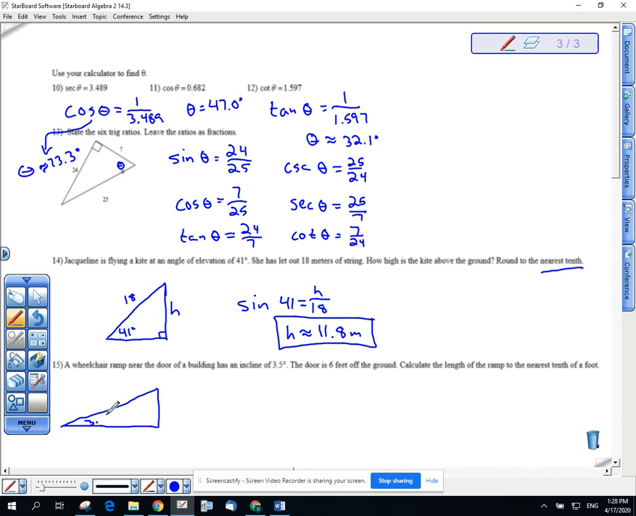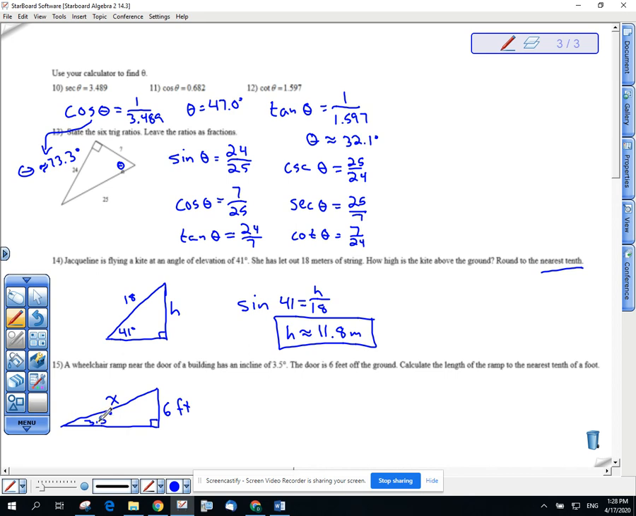Now it would be hard to draw an actual picture that the angle is 3.5 degrees. So that's obviously bigger. And even then I had to kind of squeeze it in and my handwriting doesn't look very good. But the drawing doesn't need to be to scale. And the height to the door here is 6 feet. And they want to find the length of the ramp. This would be the hypotenuse of the triangle. I'll call it x. Okay?